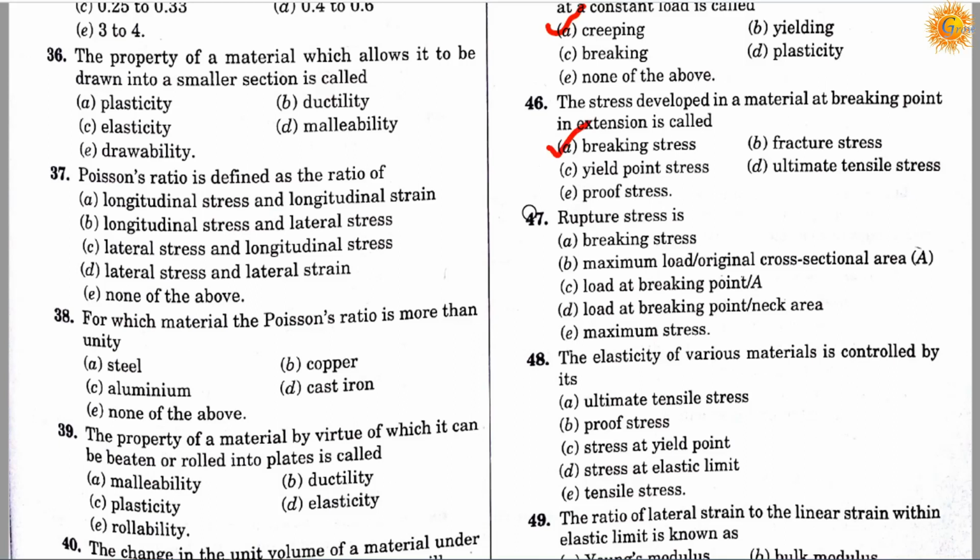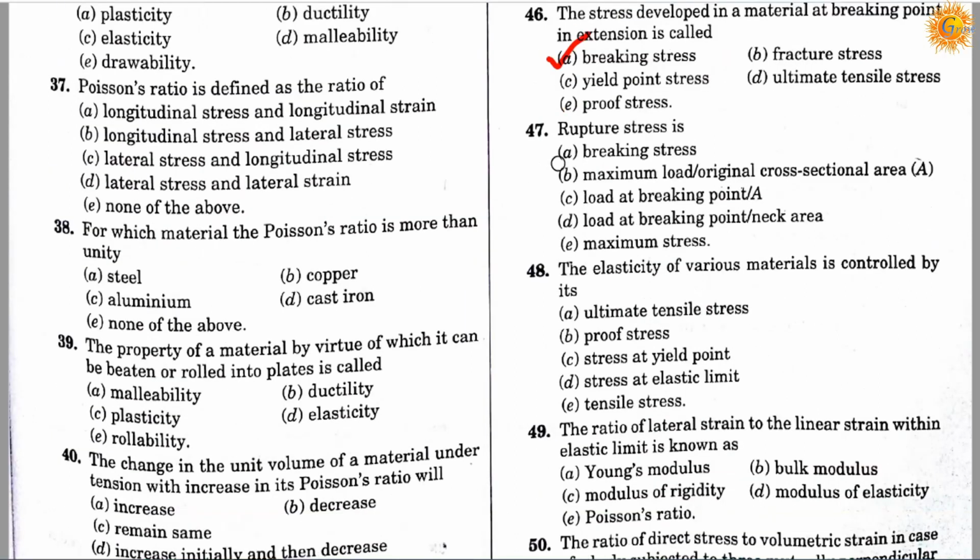Question number 47. Rupture stress is: option A, breaking stress; option B, maximum load over original cross-sectional area; option C, load at breaking point over area; option D, load at breaking point over neck area; and option E, maximum stress. Correct answer is D. Rupture stress is load at breaking point over neck area.